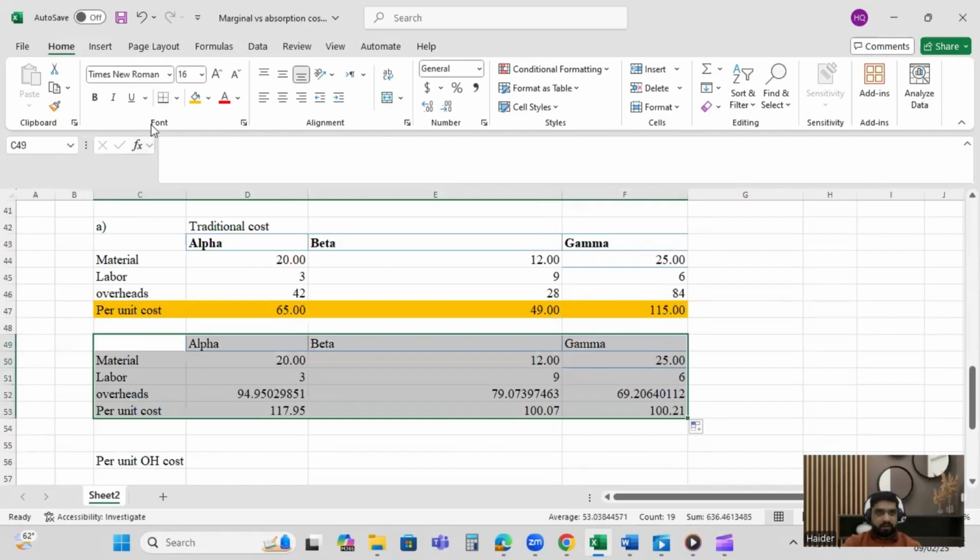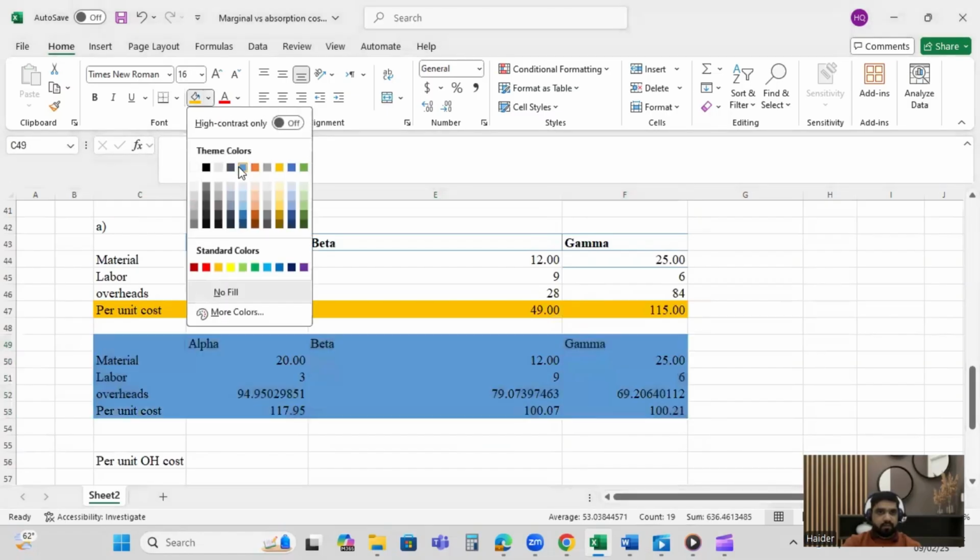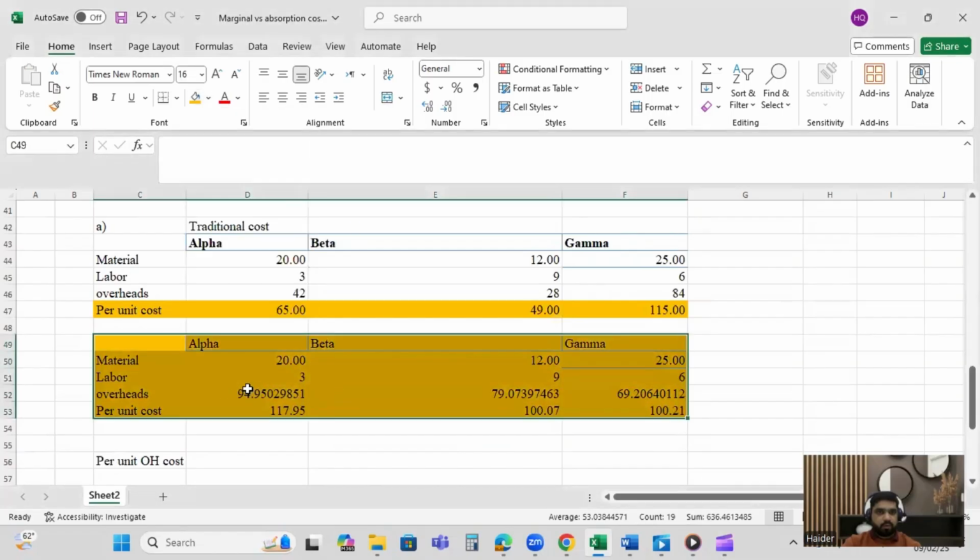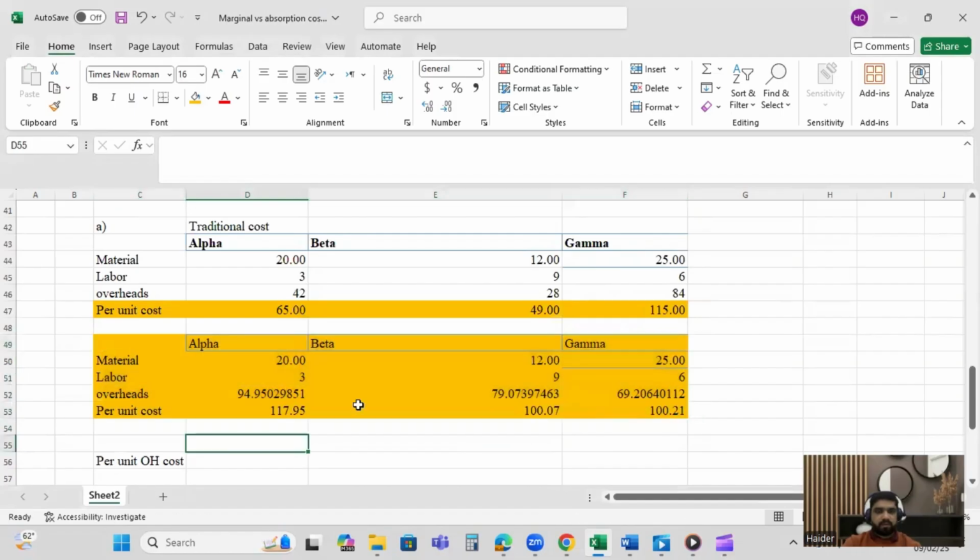So this cell highlighted in blue and yellow is the most appropriate one because it is using activity-based costing. That's it. Thank you very much. And if you have any questions, you can raise them.